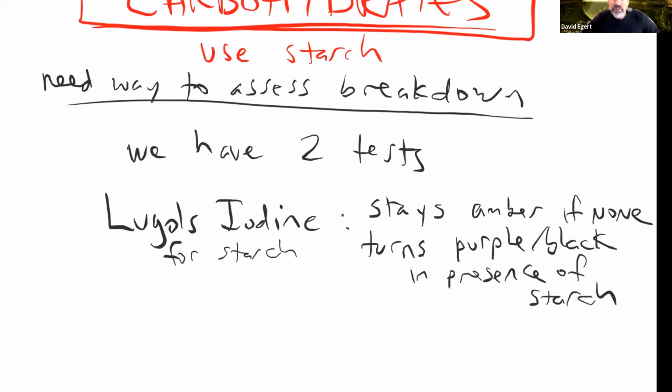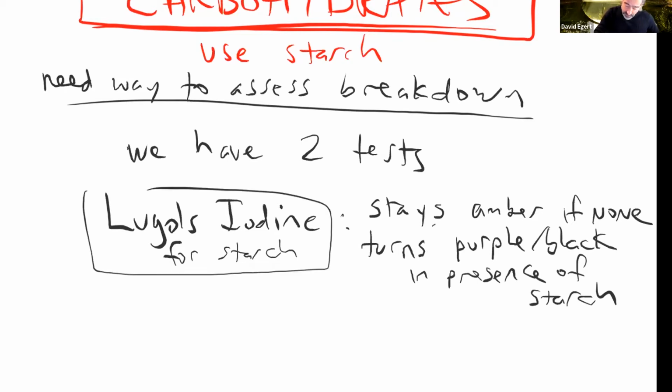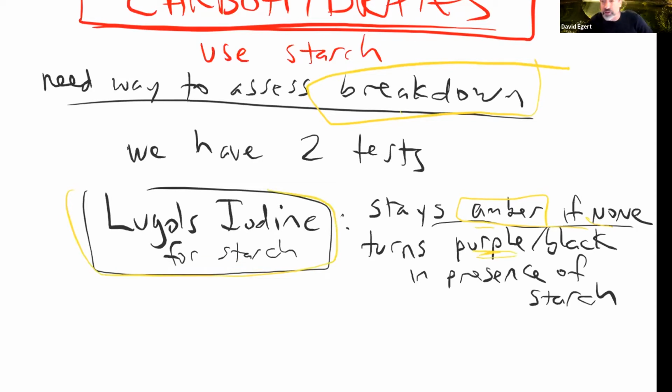So if you have starch and you put a drop of Lugol's iodine in it, you'll know the starch is in there because it's going to turn purple black. If you put a drop of Lugol's iodine and it stays its normal ambery color, then you know there's no starch. So that's going to be one way to assess. If we put starch in the tube and we add iodine and it turns purple black, we know there's still starch in the tube. The starch did not break up and go away. If it is amber, though, then we know that there's no more starch left, so it must have broken down.